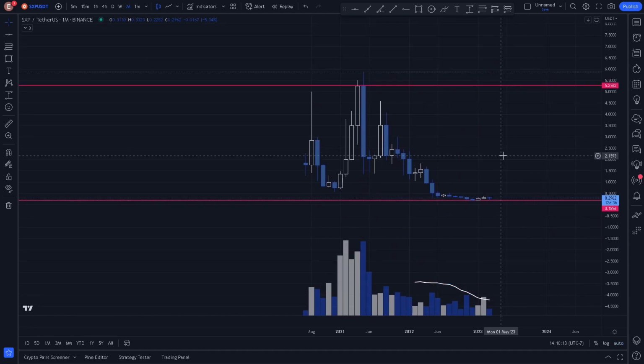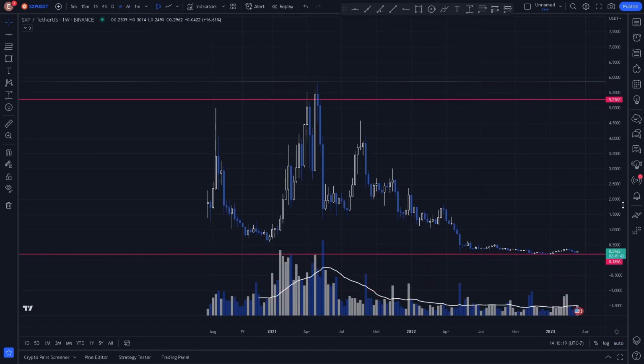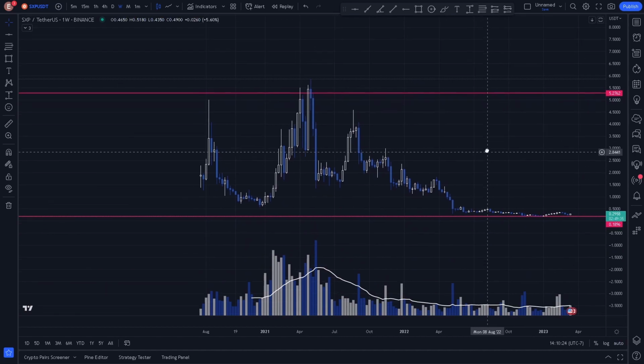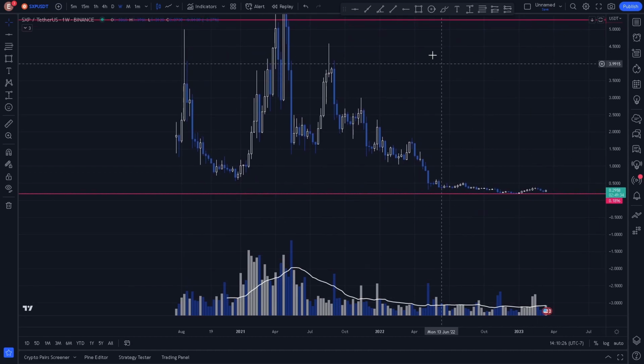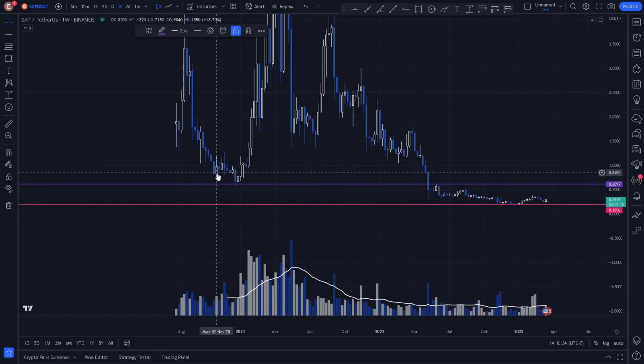Now, let's go ahead and hop to the weekly so we can see more price action. Here on the weekly, what do we notice? We can go ahead and spot a key level right here with multiple reactions acting as support and resistance.